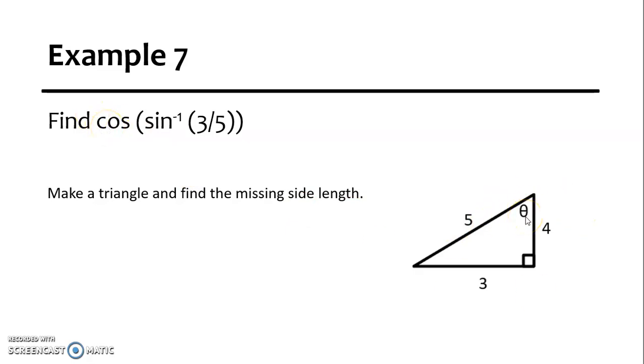Now, after you've made your triangle, all you need to do is do the cosine of this angle. So do cosine of theta now using your triangle. So pause the video, get an answer for that, and then press play to again check your answer. Okay, so cosine theta, cosine is adjacent over hypotenuse, so that's 4 over 5, and that's our final answer here.